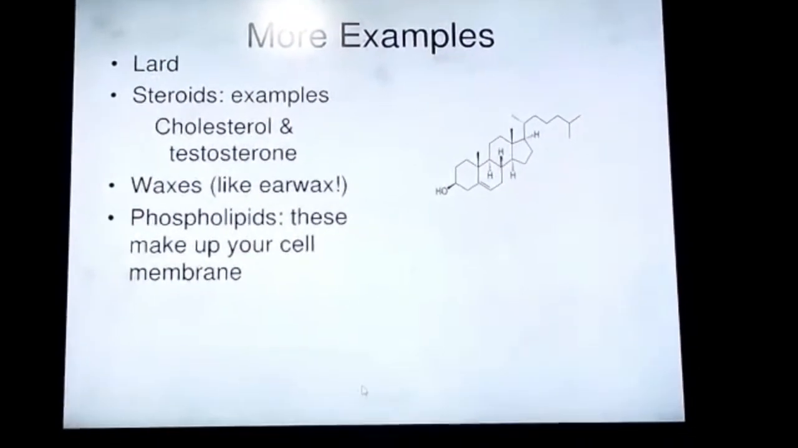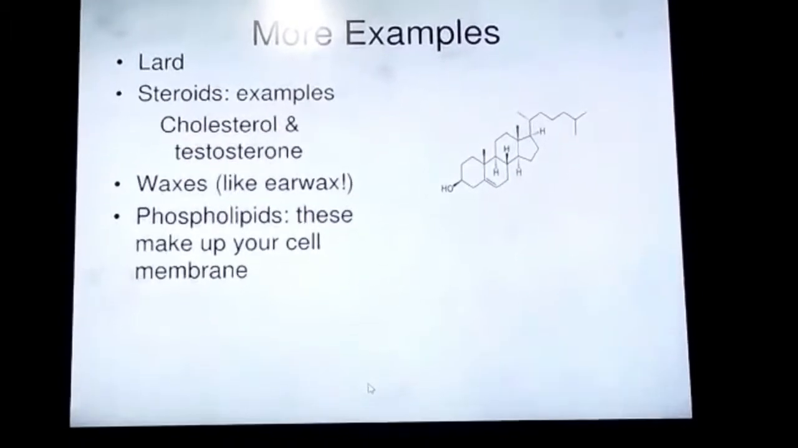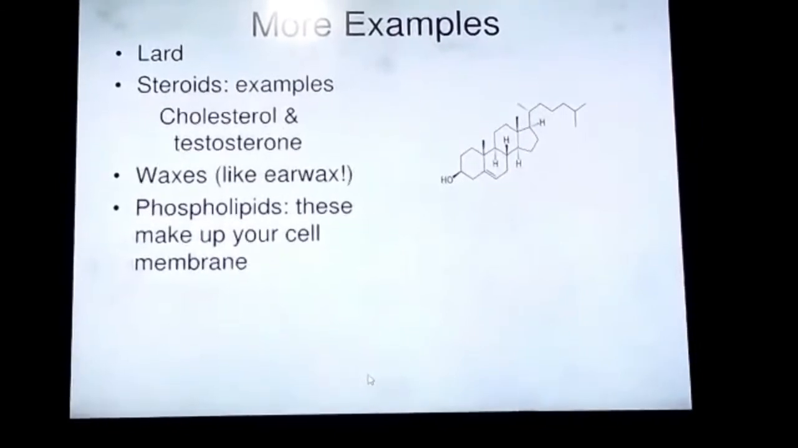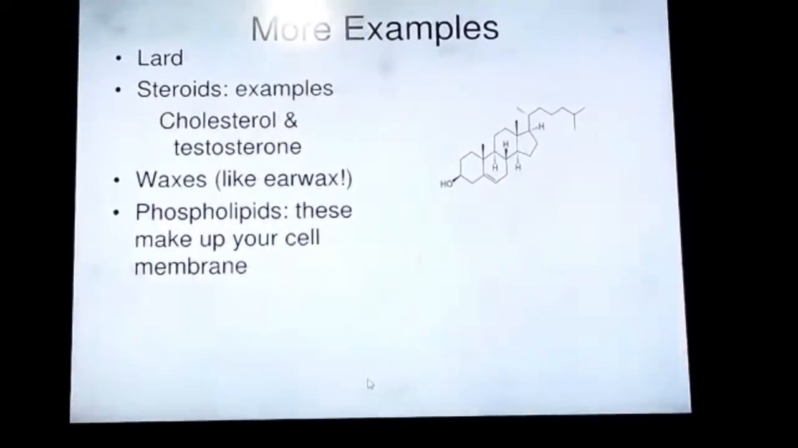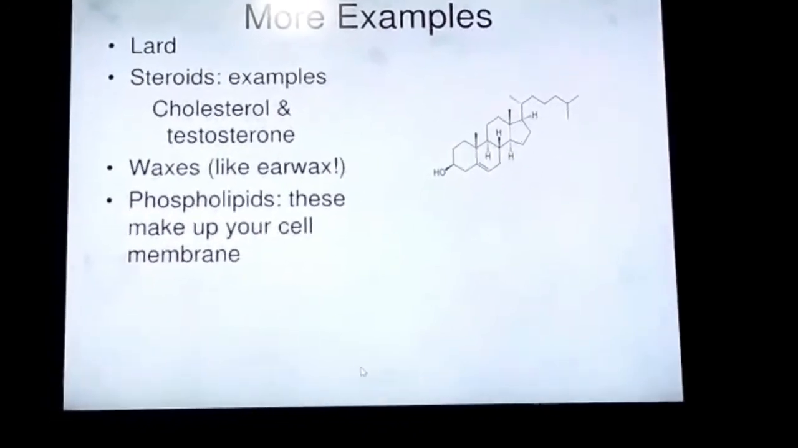More examples हैं steroids like cholesterol, testosterone, waxes जो कि ear wax भी होती है, honey bee wax भी होती है, और phospholipids. Phospholipids में मैं आपको next lecture में बताऊंगी, सारी details भी बताऊंगी. इस lecture में हमने इनके names discuss किए हैं और आपको इनकी examples दी हैं, but next lecture में आपको इसकी details दूंगी.